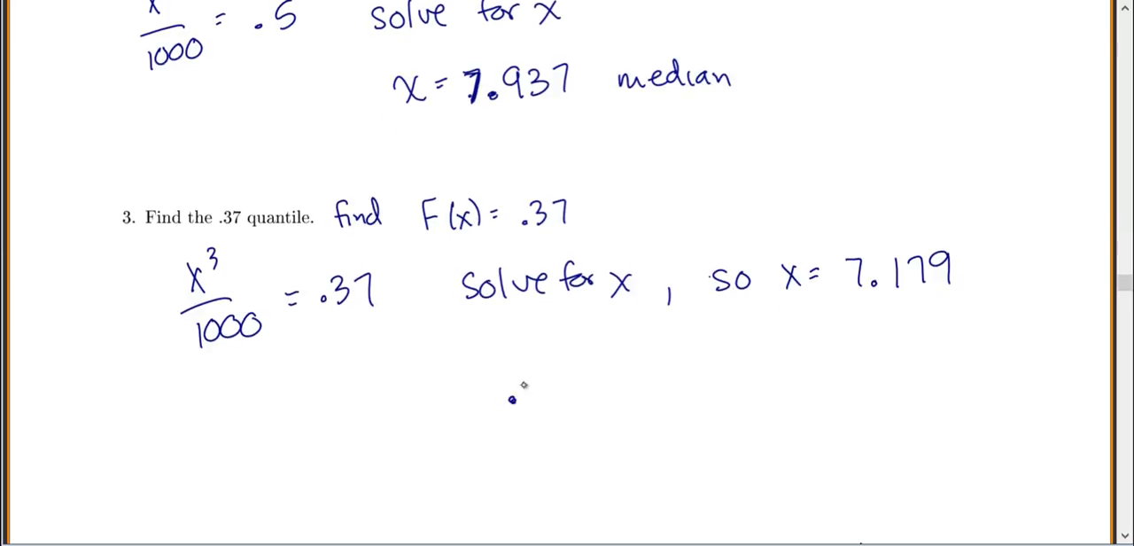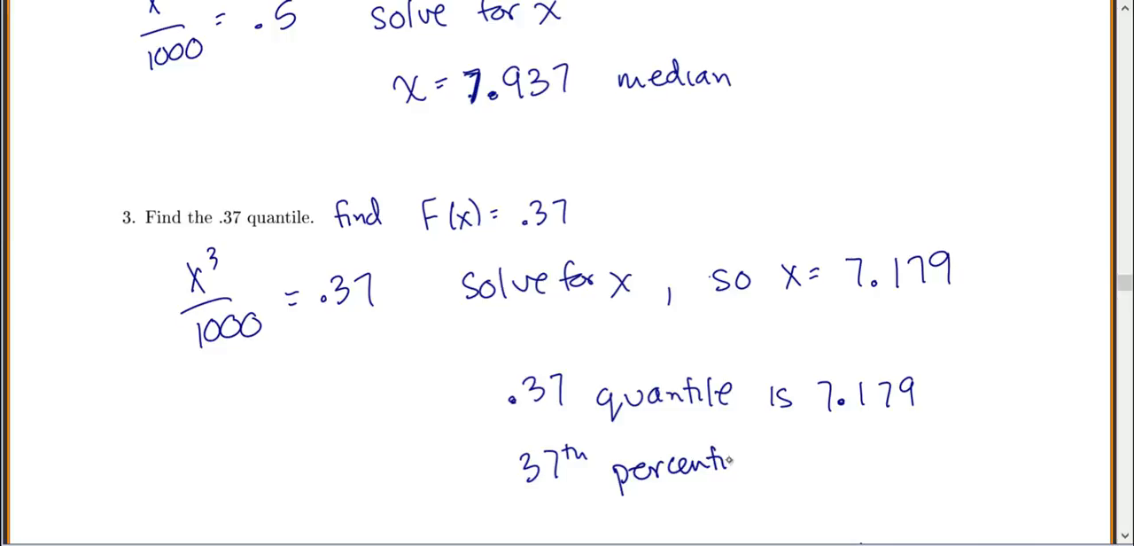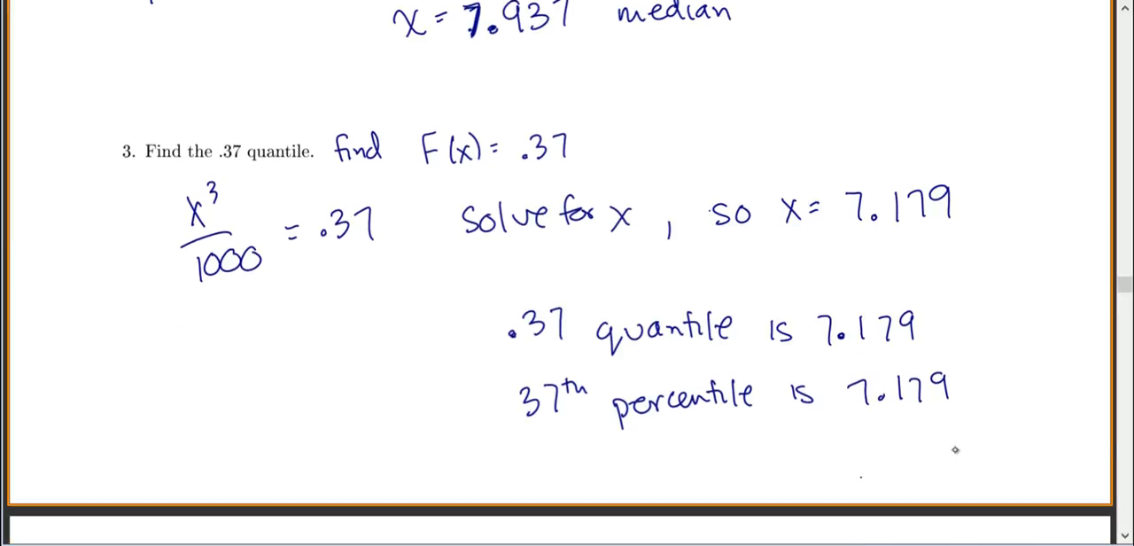So you can say that the 0.37 quantile is 7.179. Or also you could say, if you wanted to, the 37th percentile is again 7.179. And again, this just means that 37% of the data is less than 7.179.